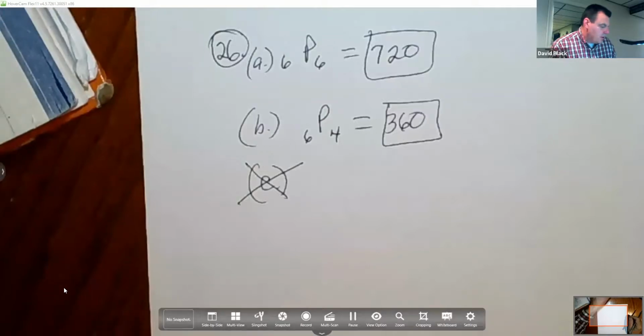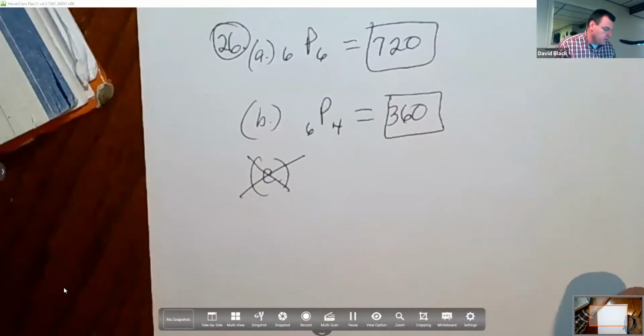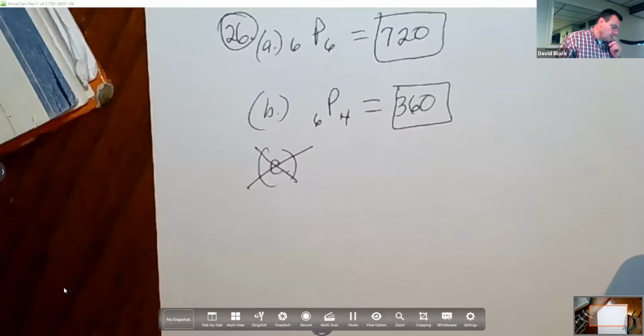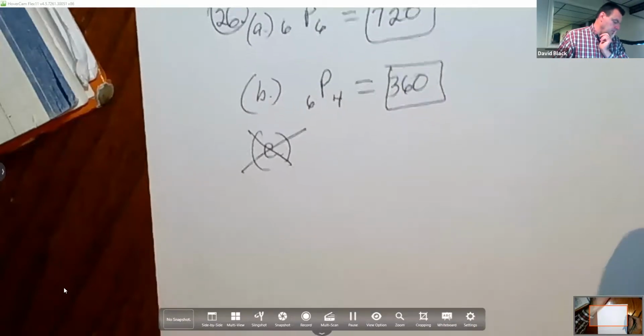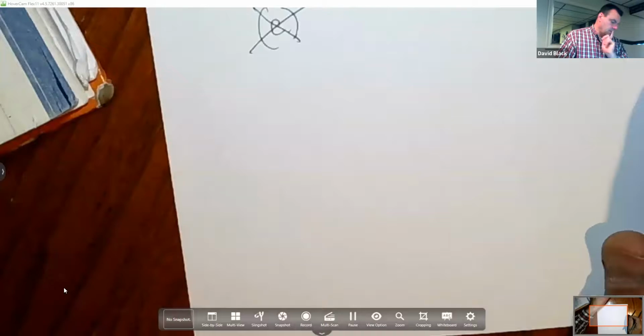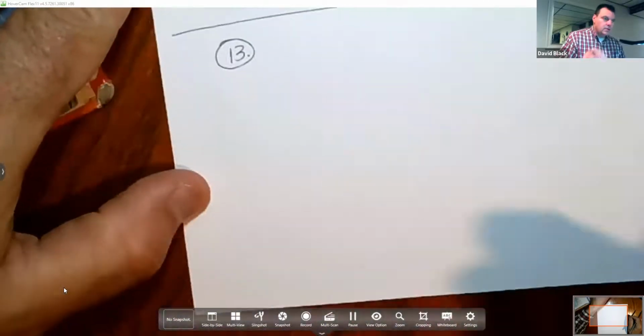Okay, so I think we're about done with that page, but I don't think we ever got to an OR problem. So we need to get to an OR problem. So flip over to page 315. Okay, let's look at number 13 together.